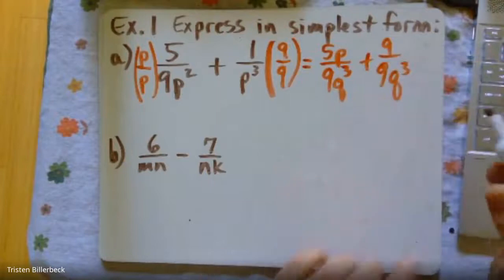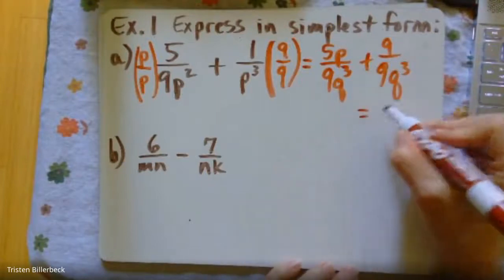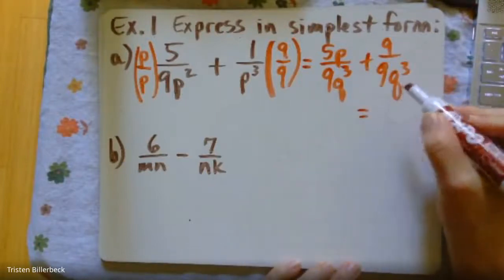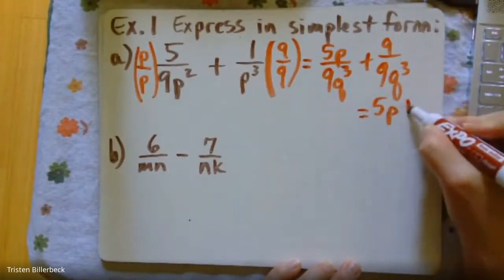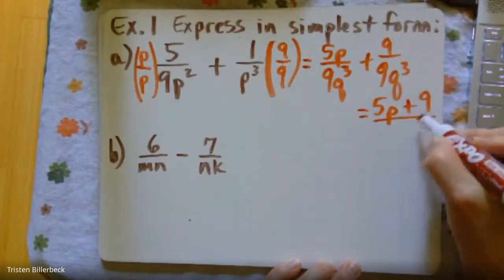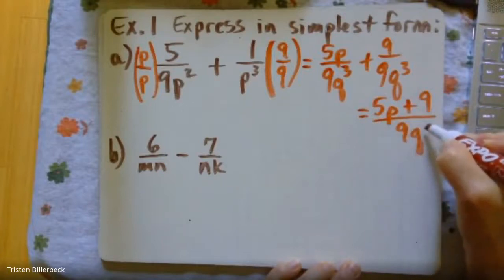Okay, so we can put them all over the same denominator. So we're going to write 5p plus 9 over 9 cubed.